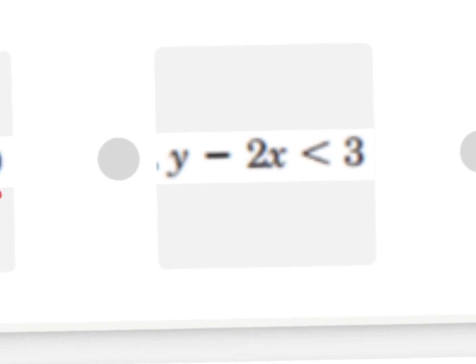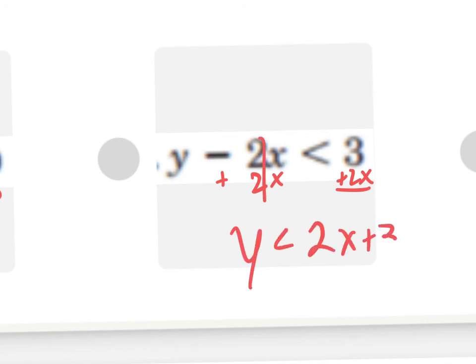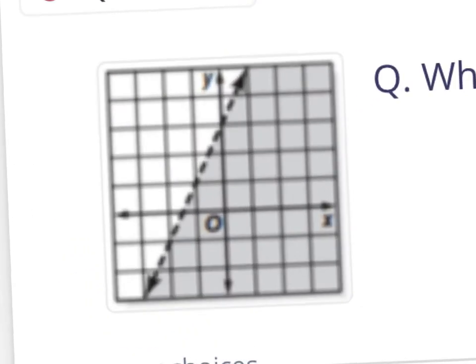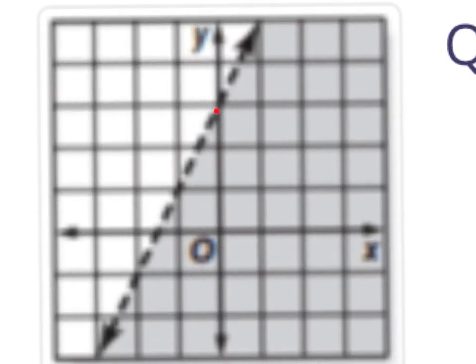How about this one? Let's get the y by itself. Let's go plus 2x. We will have y is less than 2x plus 3. So this one crosses at 3, and it says that the slope is 2, which means it goes up 2 over 1. Let's see if this actually crosses at 3. And as you can see, it does cross at 3. I'll even put a dot right there at 3. And you do go up 2 over 1.